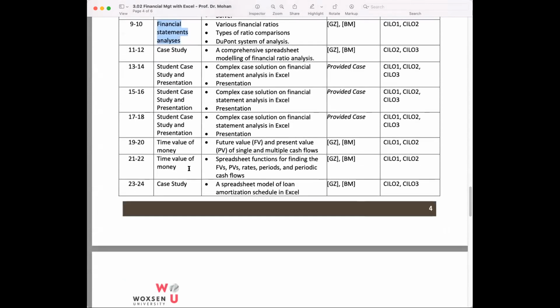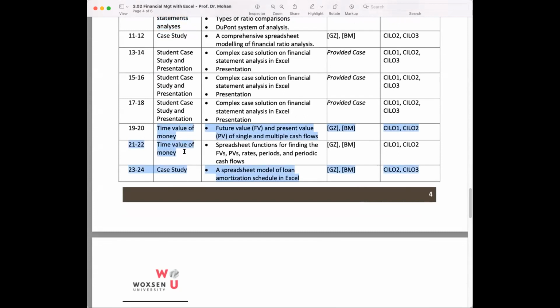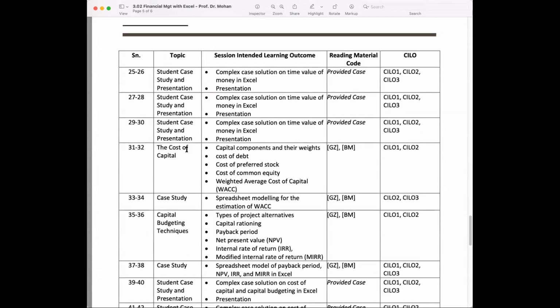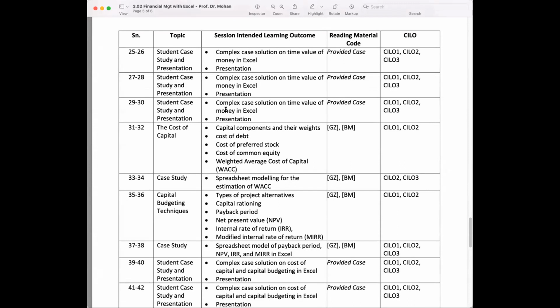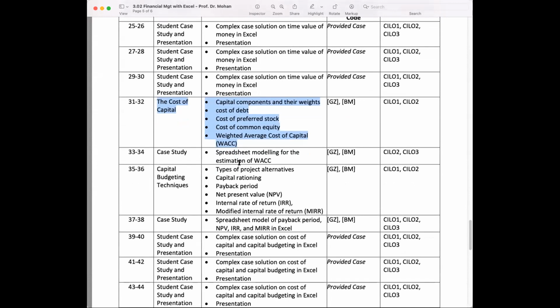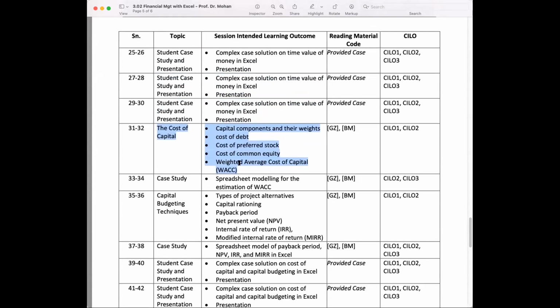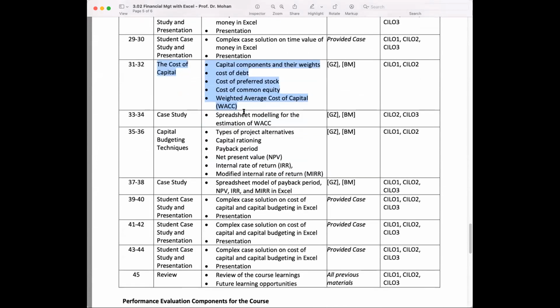Then we went to time value of money, and we did that as well. After that, before you submitted the case study on time value of money, we also did cost of capital. I will show you again, just to remind you, a very brief review: cost of debt, cost of equity, and all this. By this time, you have submitted the case on time value of money, and now we are supposed to do the capital budgeting techniques case study. So today we'll be discussing that.